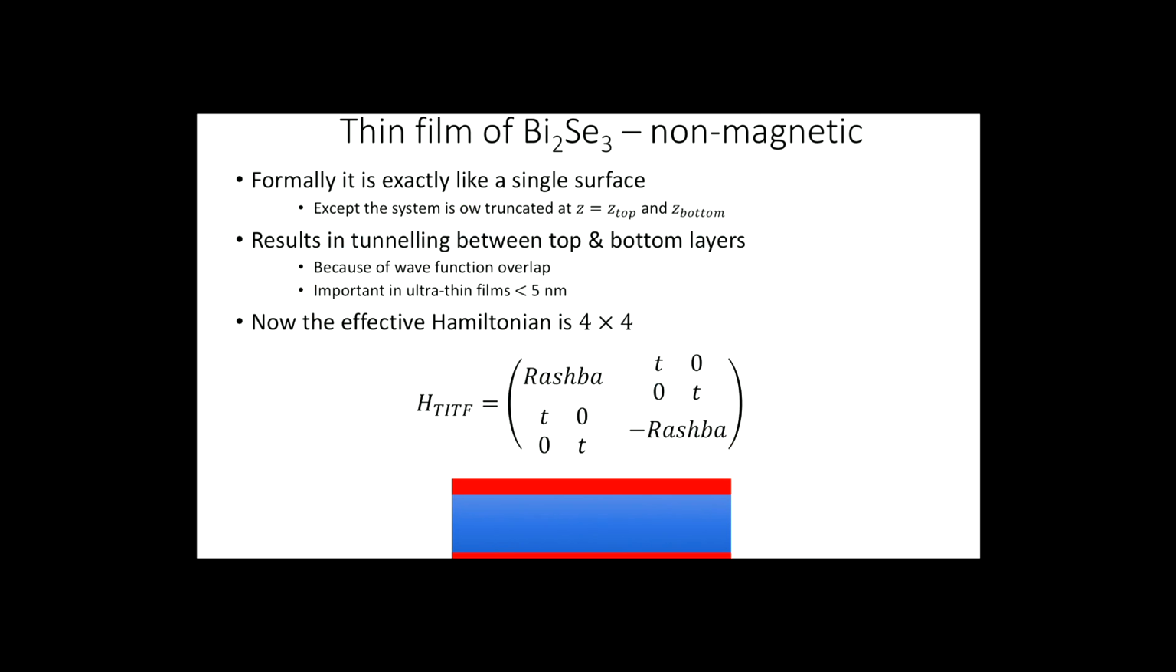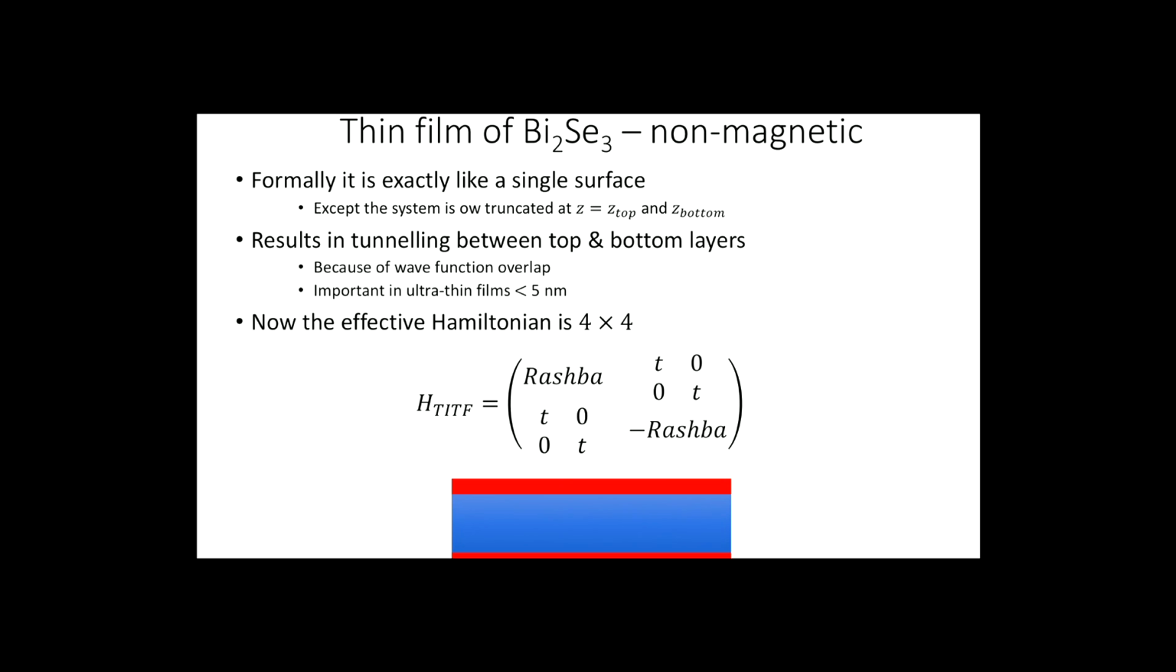So let's now move up a gear and start heading towards the anomalous Hall effect. Still no magnetization, no magnetic field. But we need to start worrying about what happens when we take a real sample. And I'll remind you that a real sample has two surfaces. So this is the slab, this is the top surface, and this is the bottom surface.